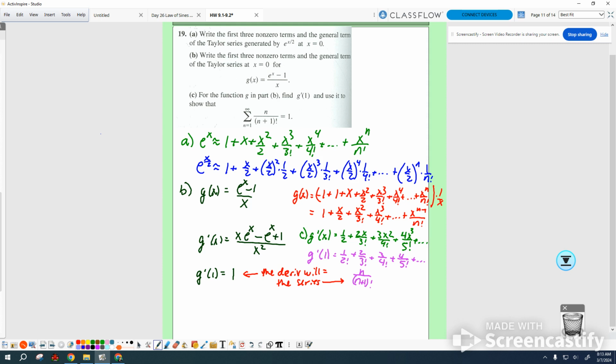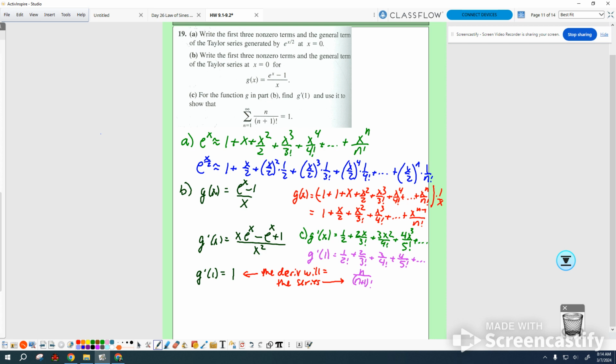So, do the derivative, this is G, do the derivative, evaluate it at 1. And then the first non-zero terms, using the series that we came up with. The colors are confusing. What is G prime of 1?